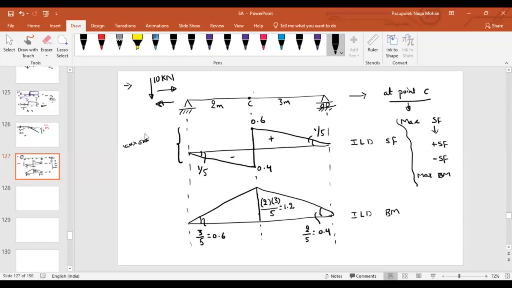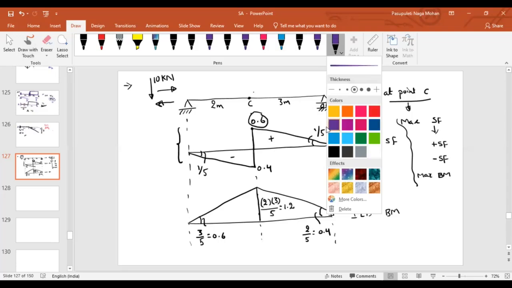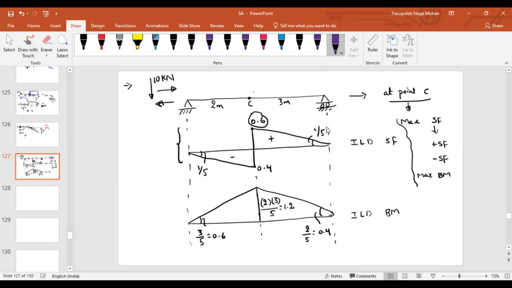Wherever the ordinate is high, at that point we will have the maximum value. As I look into this diagram, we have positive shear force values and negative shear force values. If I look into the positive shear force diagram, where is the maximum ordinate? This is the maximum ordinate that is possible. So if I want the maximum positive shear force, where should I place my load? I should place it very near to the point C.